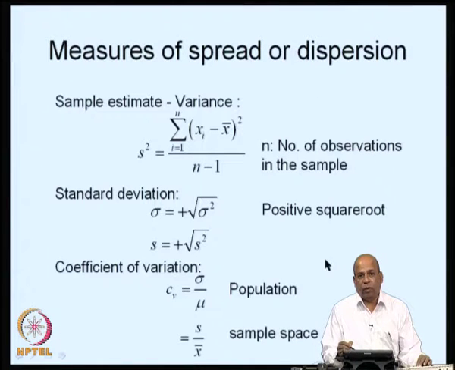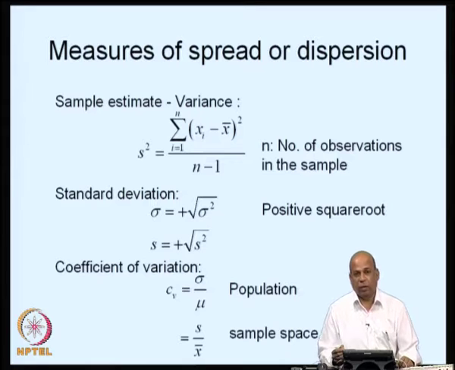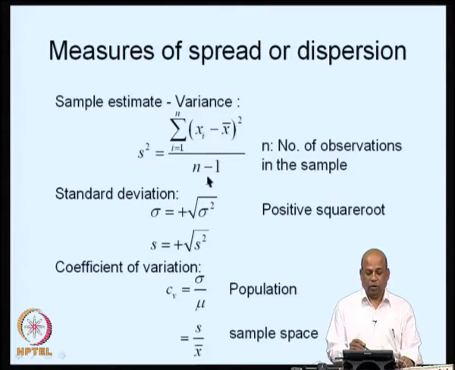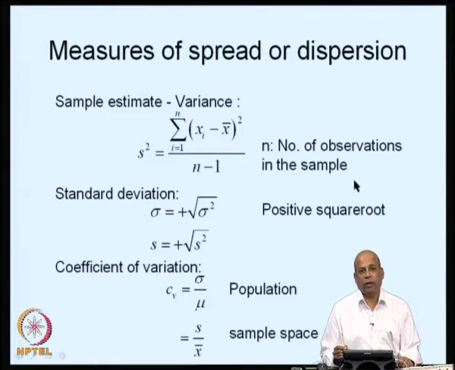Why is it that we use n minus 1 here? Of course, you can also use n as one of the estimates, but we use n minus 1 for getting what is called an unbiased estimate of the variance. We will come to parameter estimation subsequently in this course, but right now you remember that it is not n, but n minus 1, because we are looking at an unbiased estimate of the variance.